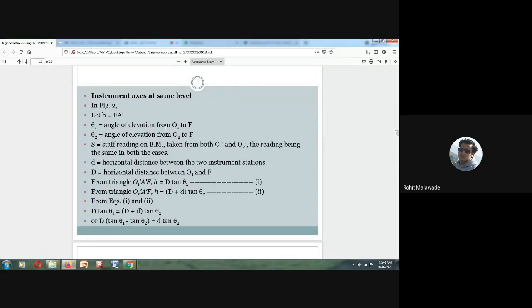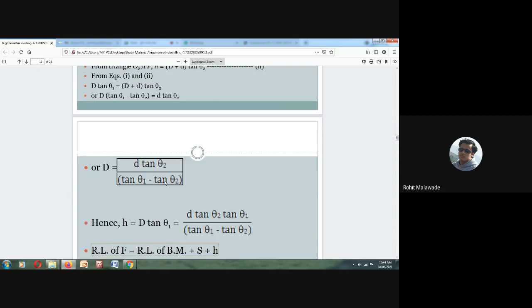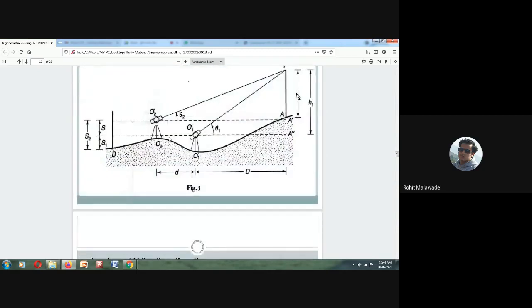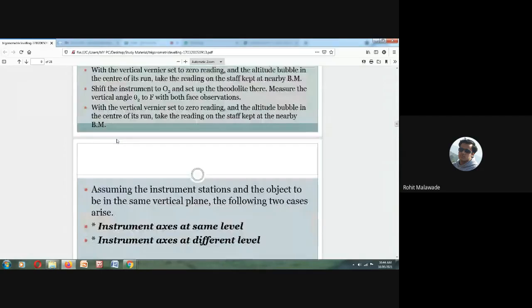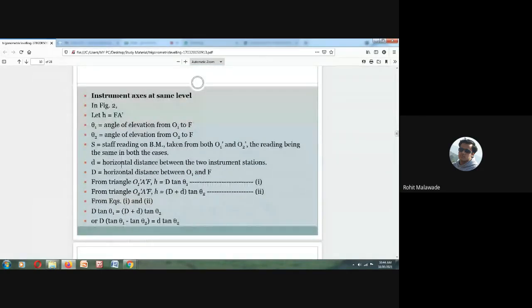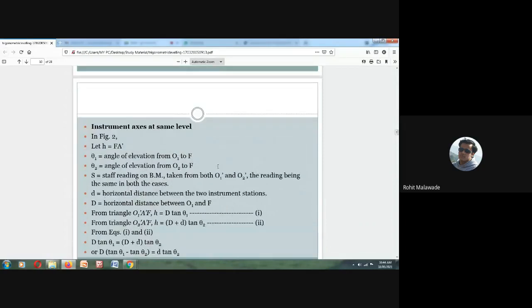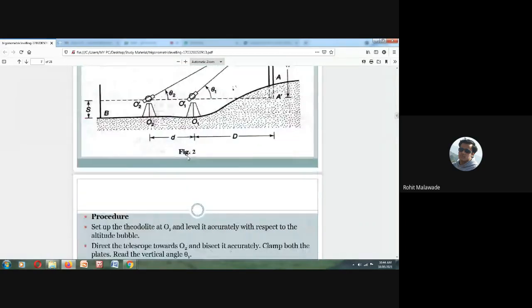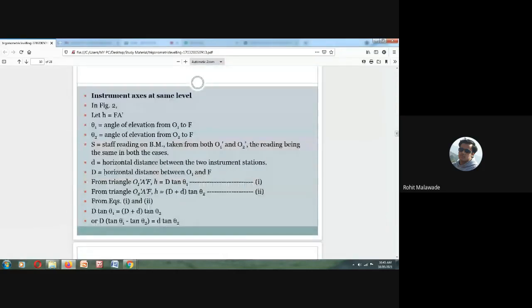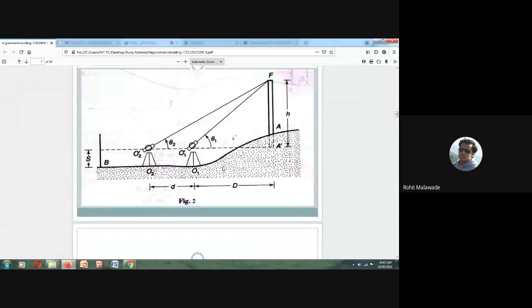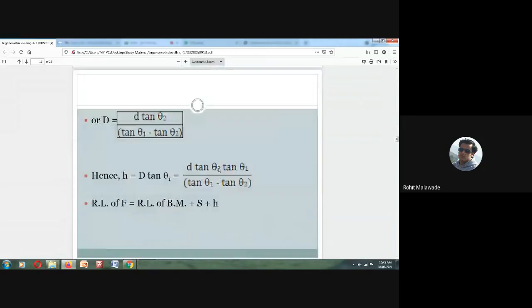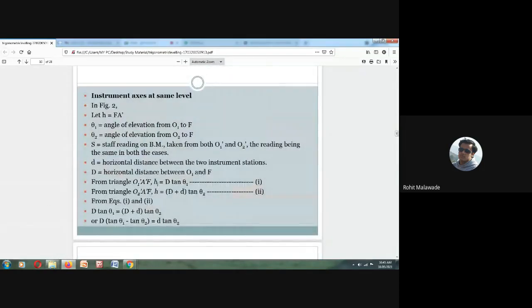S is the staff reading kept on the benchmark, taken from both O1 and O2. You have kept the staff over here, and you have taken the staff reading. Small d is nothing but the horizontal distance between O1 and O2. Larger D is nothing but the horizontal distance between O1 and F. This bigger D is the horizontal distance between the object and the instrument station O1.